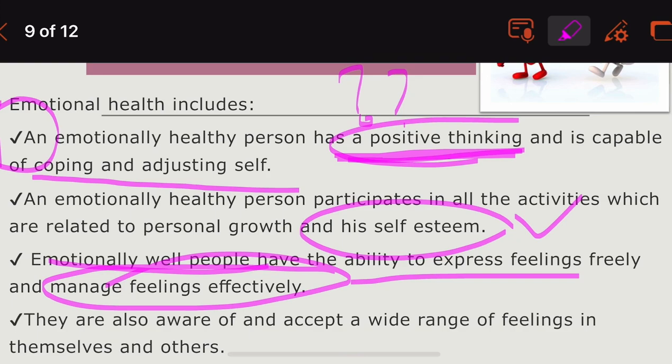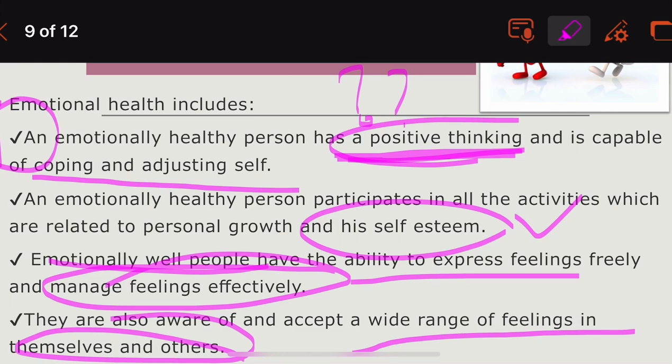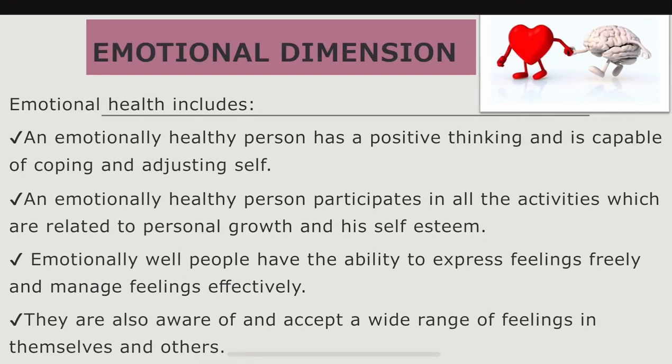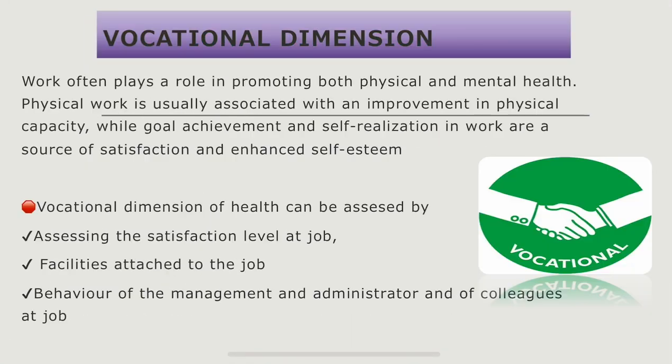So just assess ourselves, how emotionally healthy are we? Do we hold such a pessimistic attitude, the grudges, bad emotions? If it is, let go, become emotionally healthy. They're also aware of and accept a wide range of feelings in themselves and others. So they are aware of themselves and also the feelings of others. They understand others. An emotionally well person doesn't hurt others. He understands the emotions and feelings. He is able to differentiate the feelings.